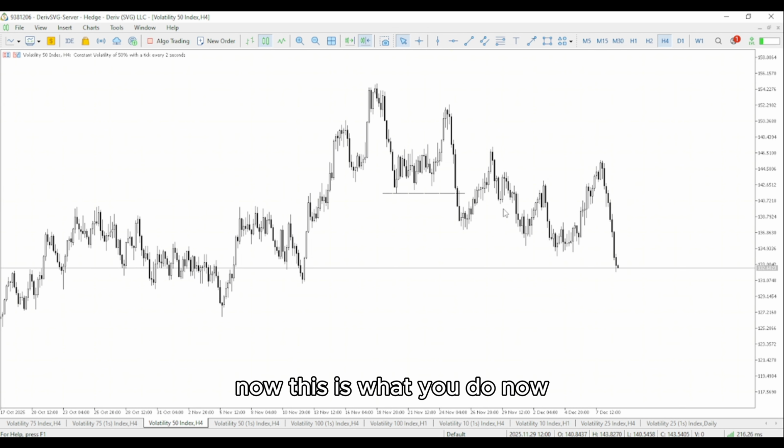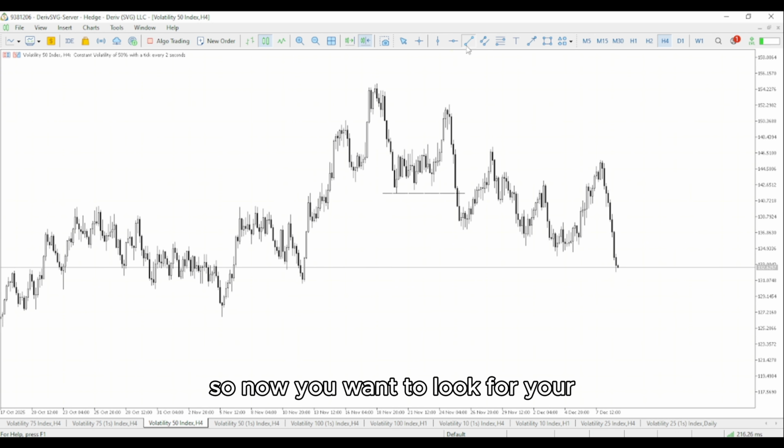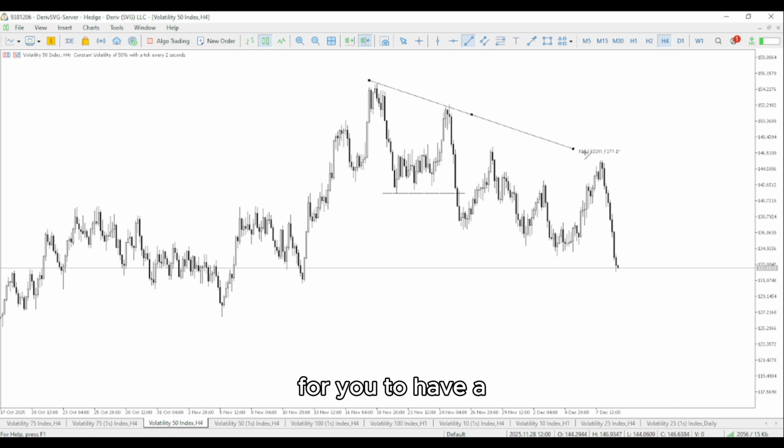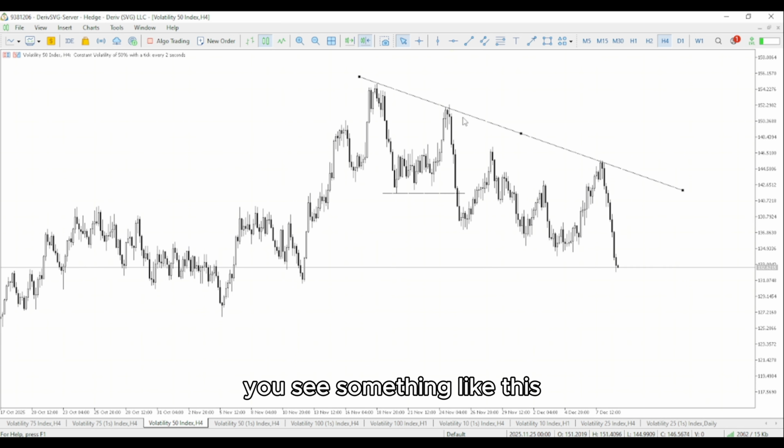Now this is what you will do for you to catch this move that happened here, and even this move that happened here. Now let's talk about this move first of all, how we caught this move right from here. So now you want to look for your trend line. You have to draw your trend line, and remember, for you to have a valuable trend line, it should at least create two touches whereby you see something like this. This is how you identify a valuable trend line.